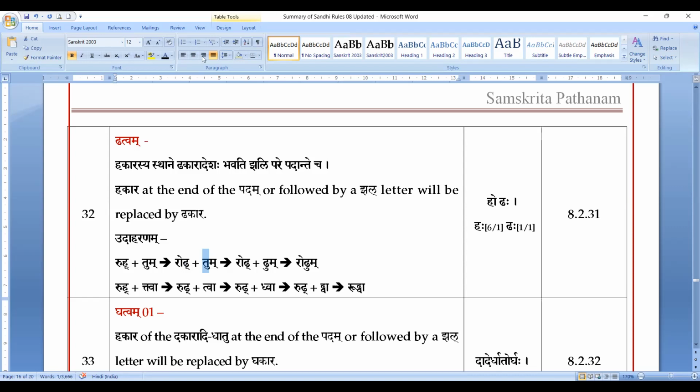Okay. Here one thing is there. One more Sandhi, one more rule is there here, because of which the tu is replaced by du. How it happens, I will tell you later. For the time being, you understand that.